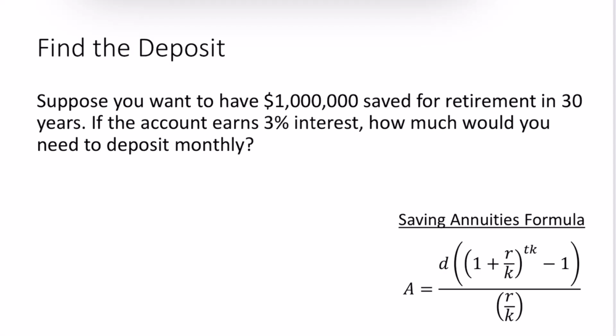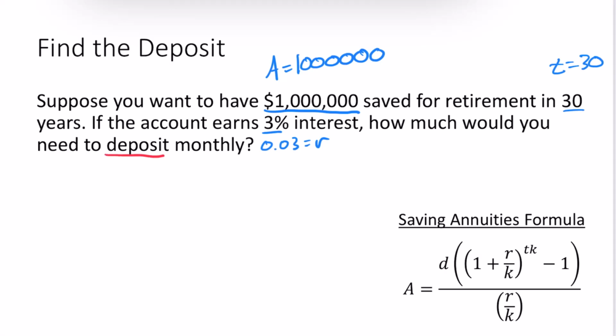So here we have $1 million as our final goal. We're trying to end up with $1 million, and so this is what A equals. So I'm going to say A equals 1 million. And then I'm saving for 30 years, so T is going to equal 30. And my account is going to earn 3% interest, so that will be my R. And then the question is how much will I need to deposit? So D is what I'm looking for.